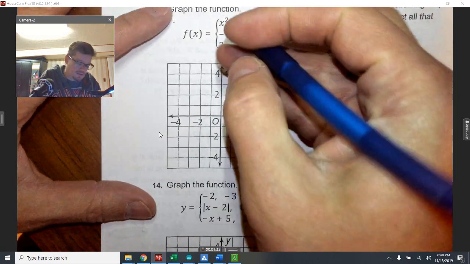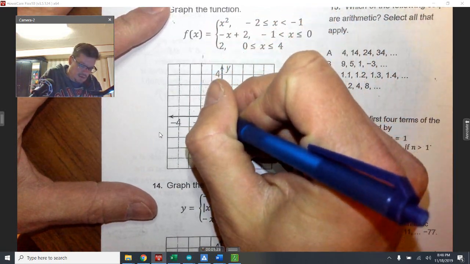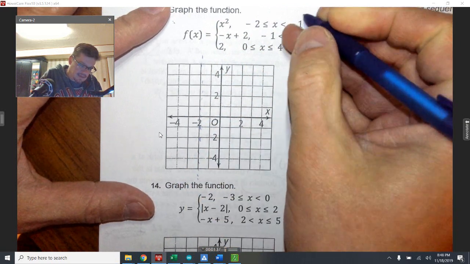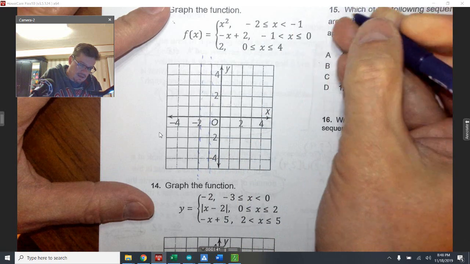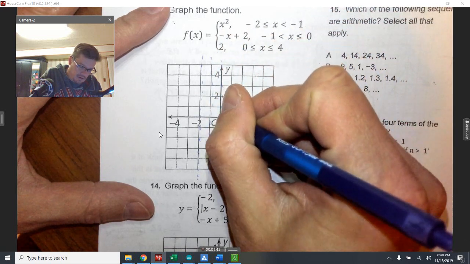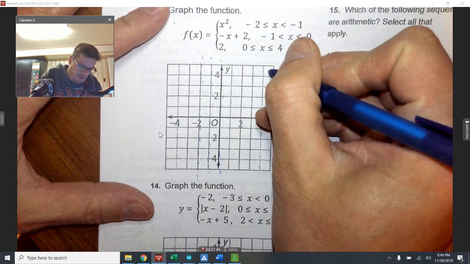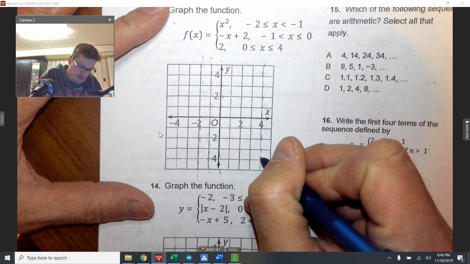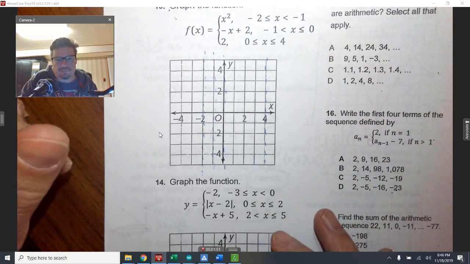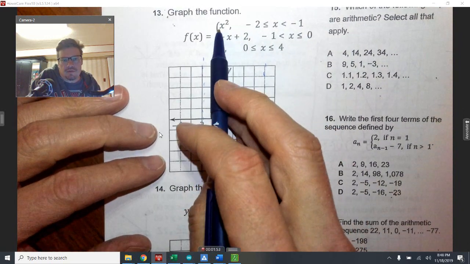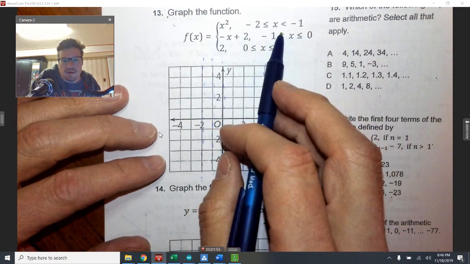So I'm going to go ahead and just put dots here. -2, -1, 0, and 4. Okay, now I'm going to erase those. I drew them relatively faint here. Alright, now she is just going to be drawn between those two.